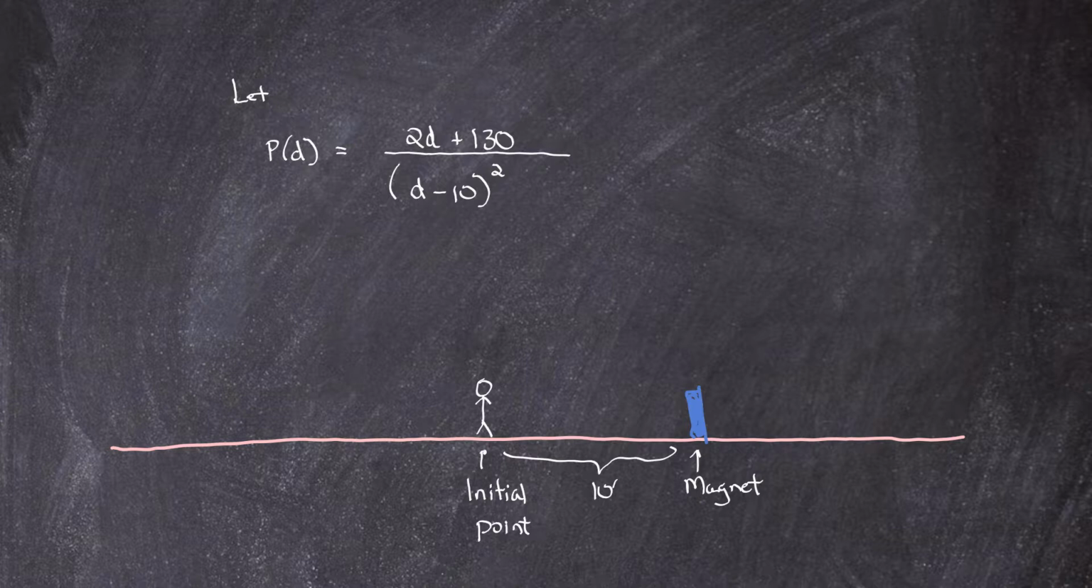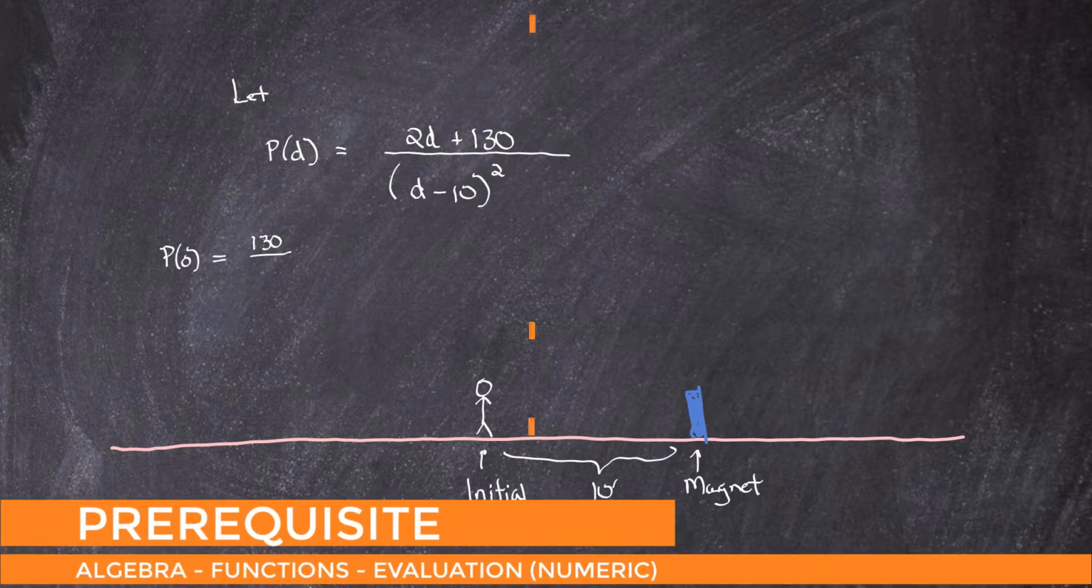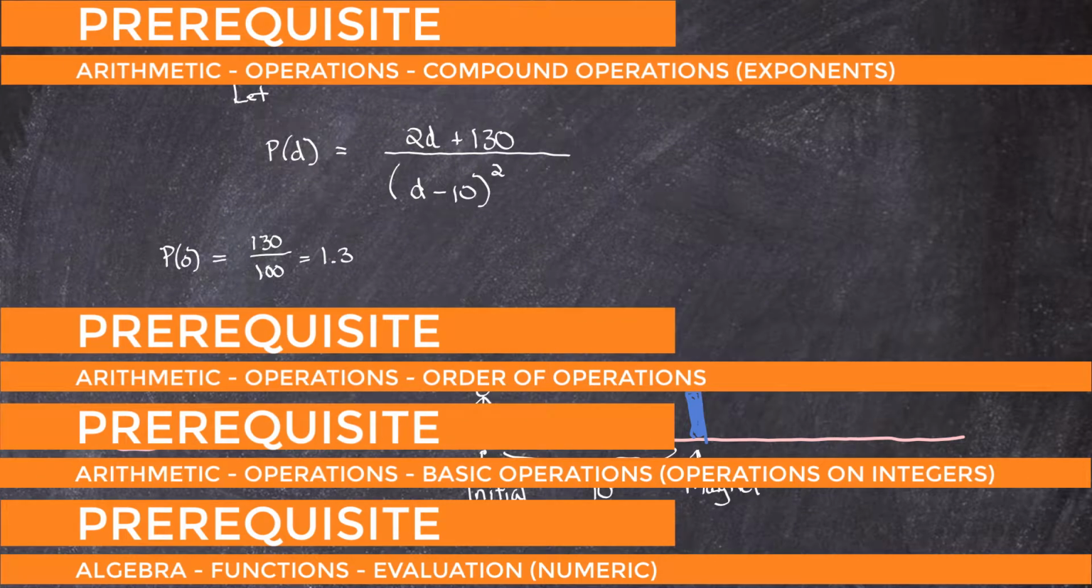It's important for me to note, d is the distance away from the initial point, not the distance away from the magnet. So d equals 0 means we are 0 feet away from the initial point, which is actually 10 feet away from the magnet. The vertical intercept is often the easiest to start with, so let's begin there. Letting d equal 0, we get p of 0 is equal to 1.3.